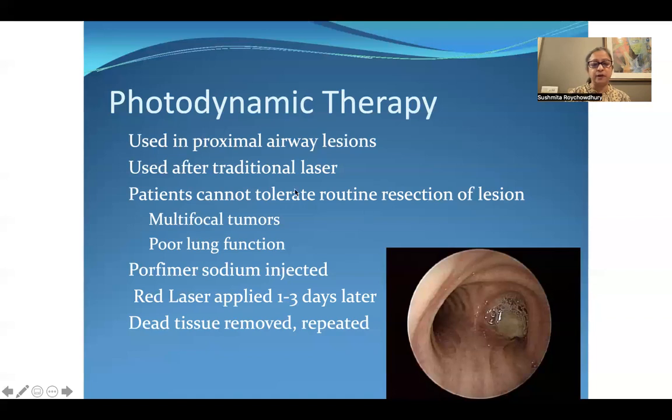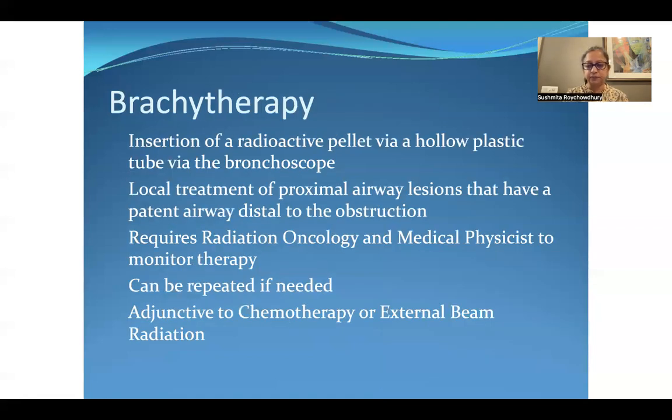But remember, when photodynamic therapy is done, it can cause significant blackening of the skin. It is used only in specialized centers, but is useful in a subset of patients with proximal airway lesions where they are symptomatic and can't undergo other things.